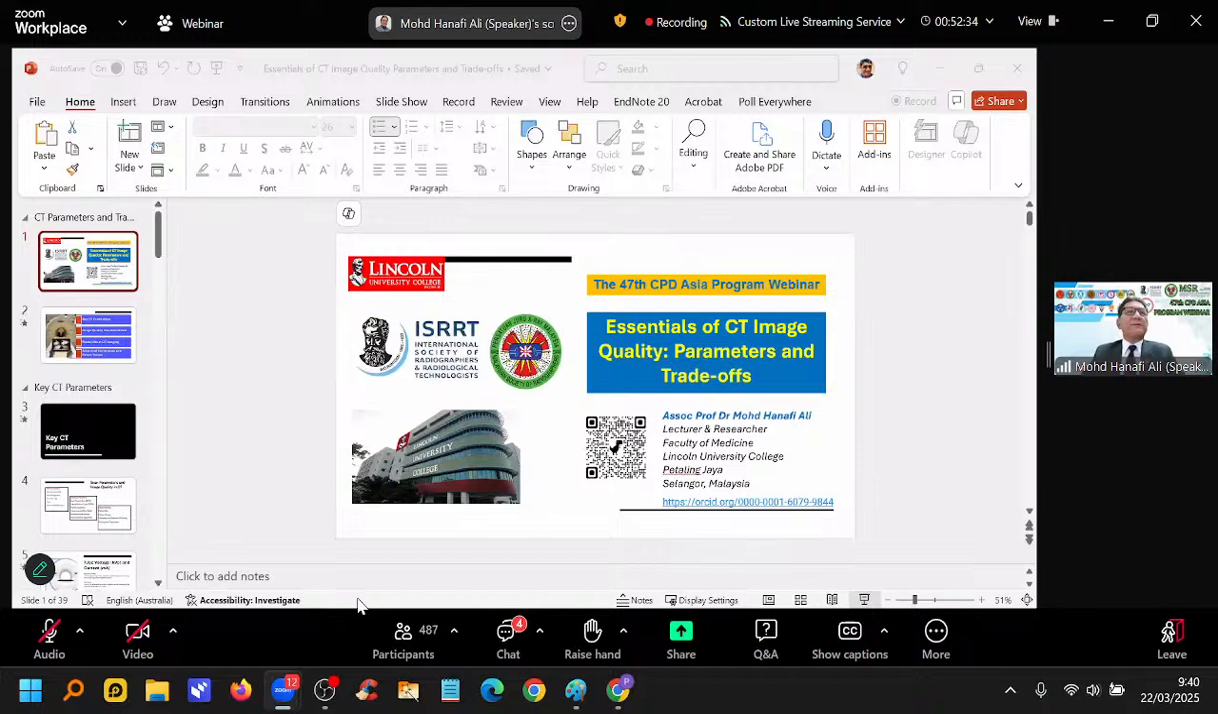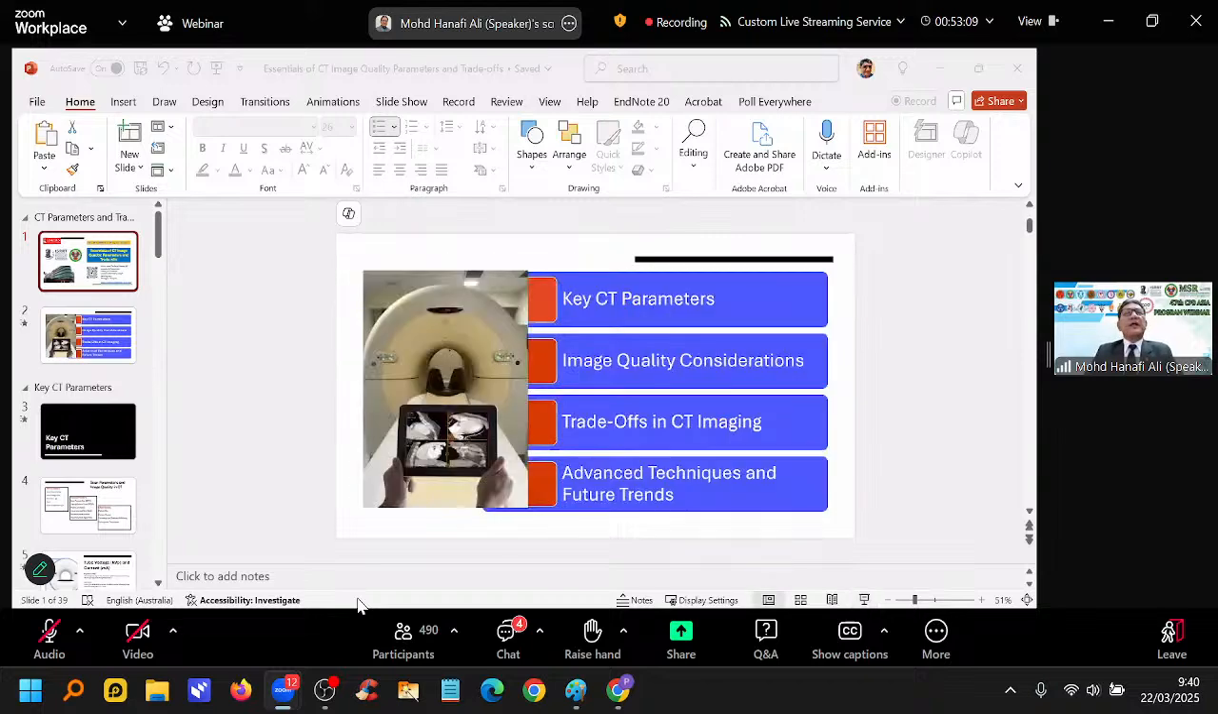Thank you. My topic today is essentials of CT image quality. We discuss parameters and trade-offs of how we are going to balance between quality and radiation dose. This is my CV. If you would like to scan that, you can see my ORCID information there. I'm going to talk about key CT parameters and image quality.